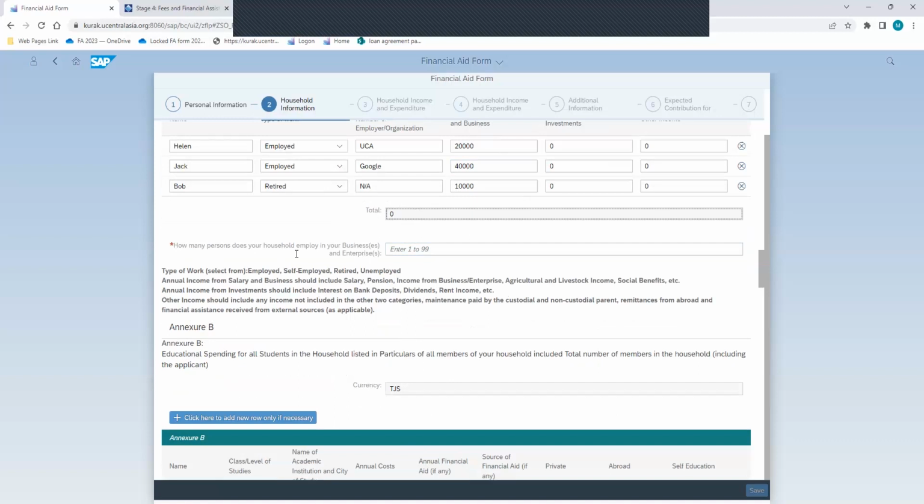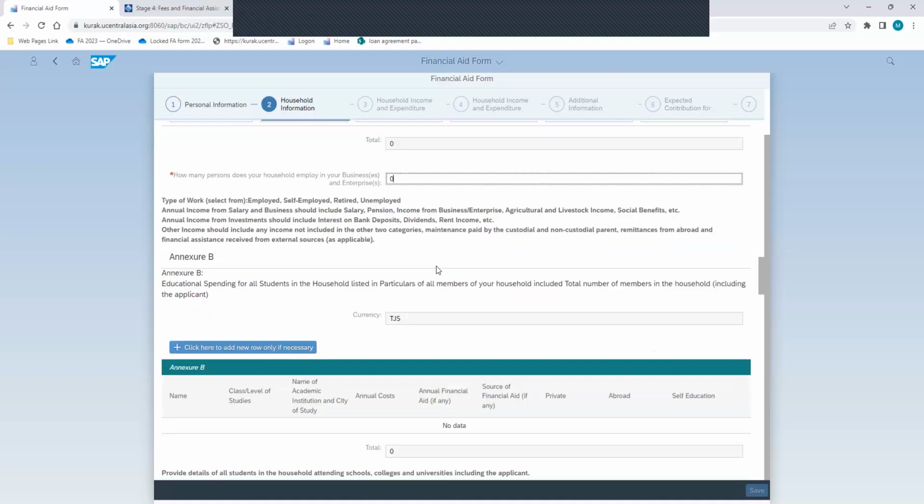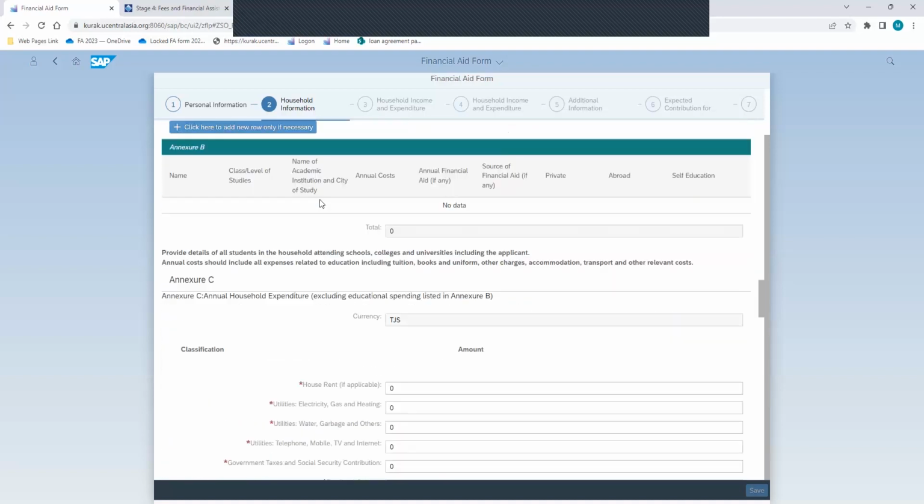How many persons does your household employ in your business? Suppose you have a nurse at home who is taking care of your retired grandfather. If it is yes, then you have to write down one or maybe two members that are employed by your household. Otherwise, in my case, it might be, let's say, 0, and I'm putting 0.